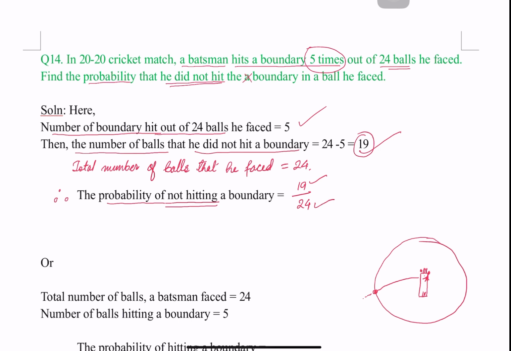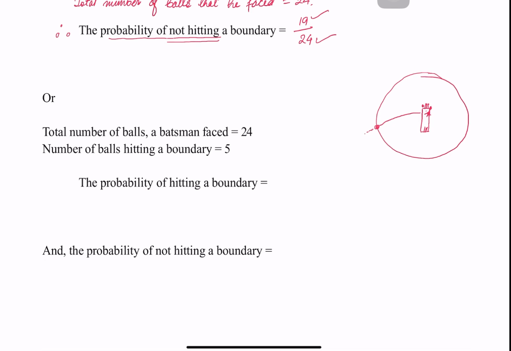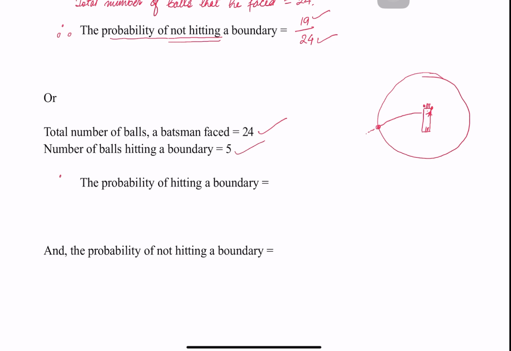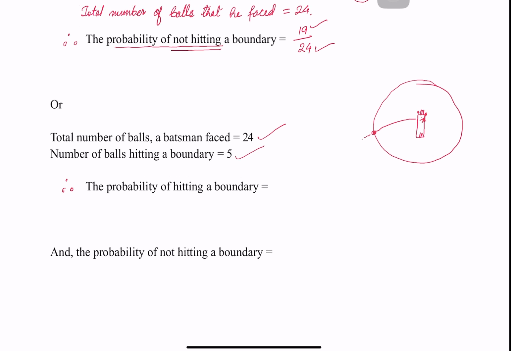Or there is another way of calculating also. Let us see together. Here we know that the total number of balls that a batsman faces is 24. Number of balls hitting a boundary is 5. Therefore, the probability of hitting a boundary is 5 by 24. How, sir? This is the formula. Probability of hitting the boundary is the number of balls hitting the boundary divided by the total number of balls. This is from the probability formula.